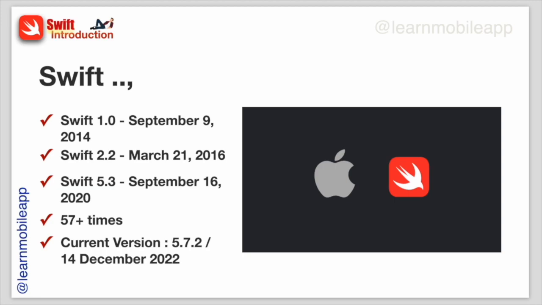Swift 2.2 was released on March 21, 2016. This version supported macOS and Linux. Swift 5.3 was released on September 16, 2020. This version supported Mac, Linux and Windows. They have now released Swift versions and modifications 57 plus times in total.